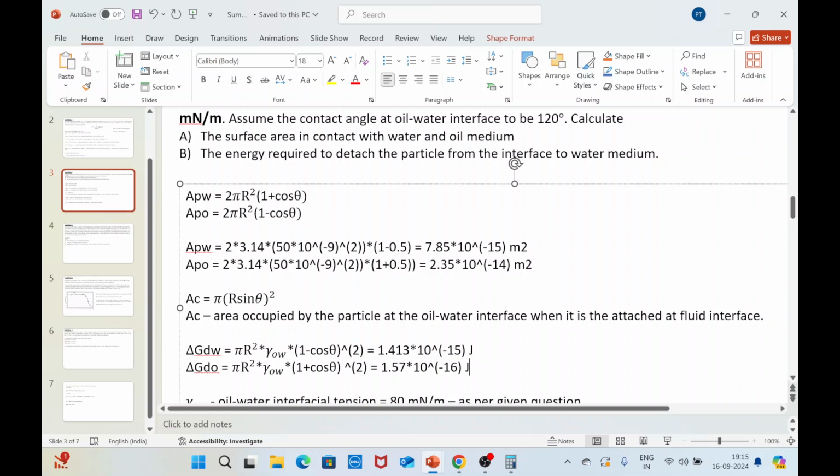So you can see the difference in the APO, APW, APO, as well as in delta GDW and delta GDO. So this is how you calculate the surface area of a particle if it is present at the interface, and then the energy. Does anybody have any doubts in this, either in calculation or in the concept?